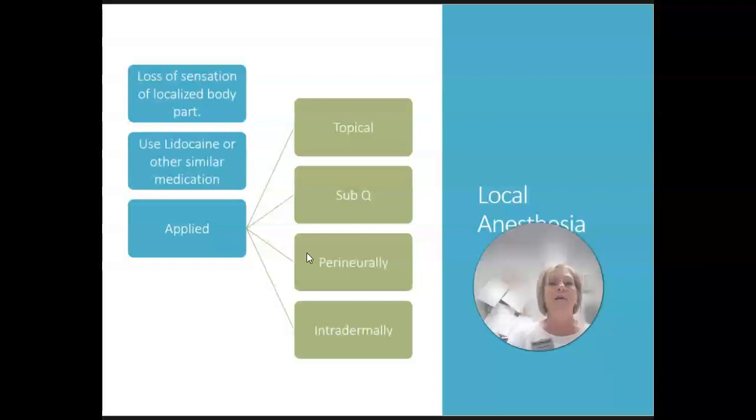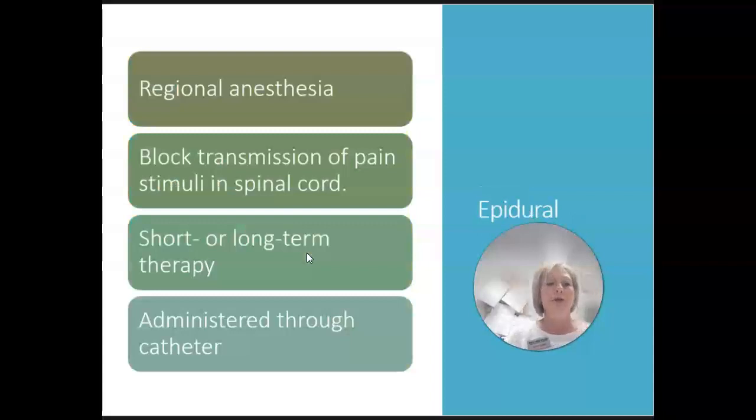This would be like when you're going to get a tooth filled, and they go in and localize that area. You get a mole removed, and they localize that area. Then we go to epidurals. These are what we call regional anesthesia. These block the transmission of pain at the spinal cord level. These are short or long-term therapies, and we usually put it in with a needle, and then we thread a catheter through, and that catheter can stay in place short-term or longer-term.